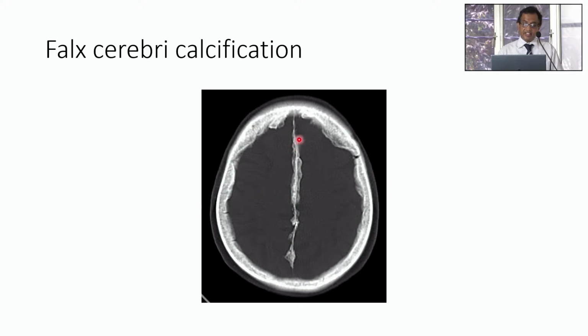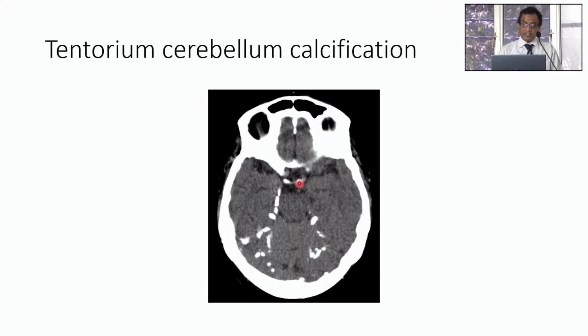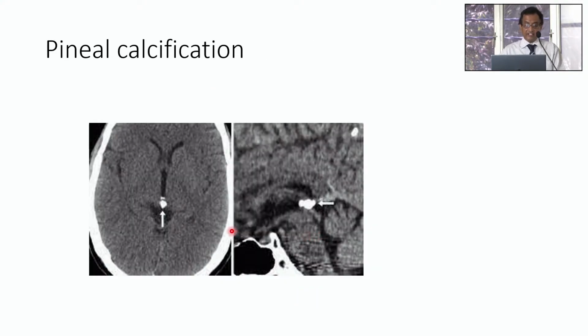This is calcification along the falx cerebri. That is also another common place for intracranial calcification. Another one is calcification along the tentorium cerebelli, that is covering above the cerebellum, so we can see calcific areas along that. Then another one is the pineal gland calcification. The pineal gland is seen in the roof of the third ventricle in the midline, so we can see a calcified area in the pineal gland.